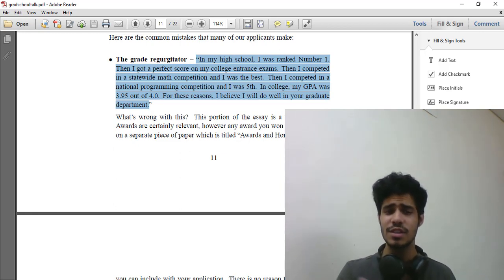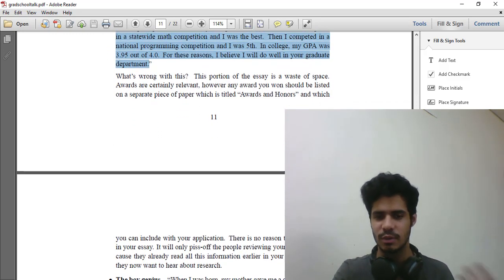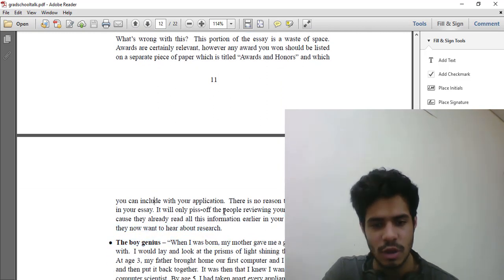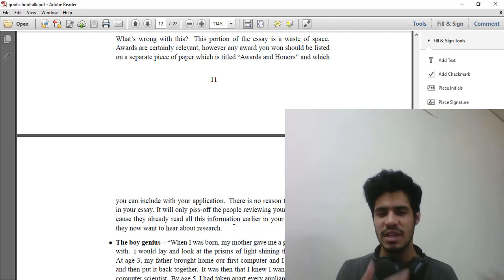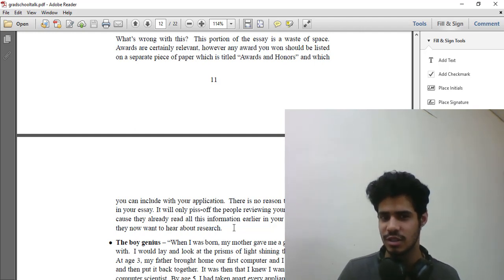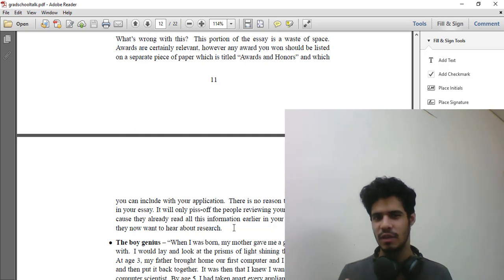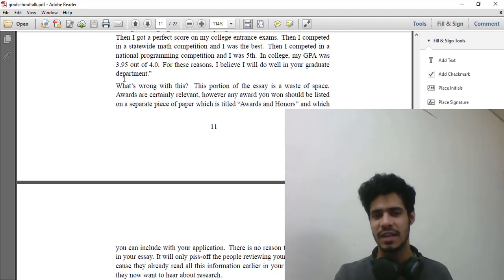By the way, this document is for PhD applicants, so don't stick to it. It'll say that you need to cite more research and everything, and that it will only annoy the people reviewing your application, because they already read all this information earlier in your application, and they now want to hear about your research. Whatever I'm telling you is for the master's process, because I'm in the same process as you guys. But trust me, even if you don't have significant research, try to include some of it, even if it is minor. Don't shy away from it, and just remove these kinds of paragraphs.